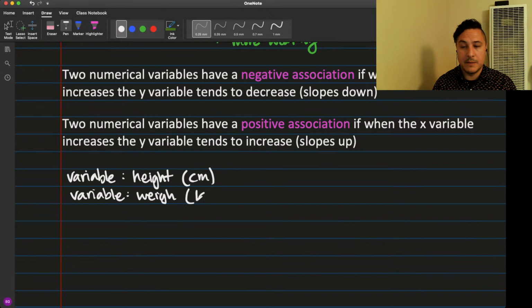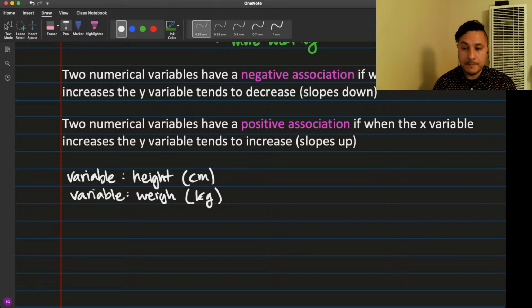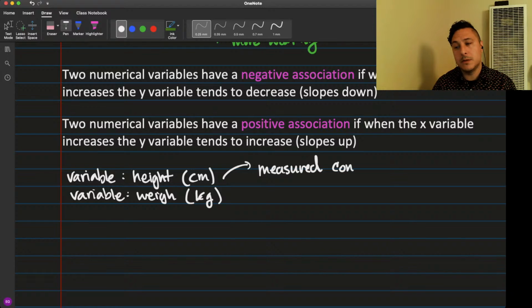Okay, these are obviously numerical variables, they are numbers. But what sort of numerical variable are they? You've got the two types, numerical or categorical. These are definitely numbers, because they are things which are measured. So these are measured, so they are continuous.